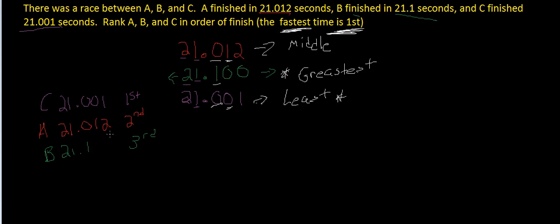So remember, when we're dealing with time, the less amount it is, the better. It means you got done quicker. So don't just stop when you figure out what the greatest, middle, and least are. You have to go that extra step when we're talking about time and put them in order: first, second, third, fourth, fifth.